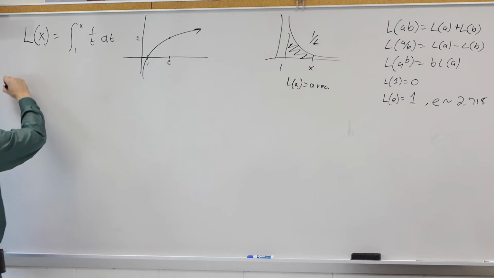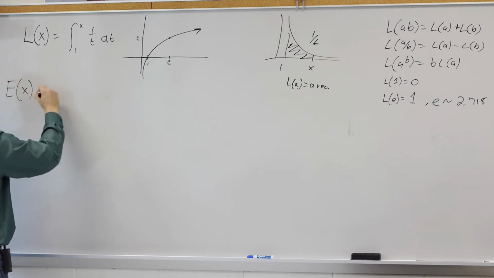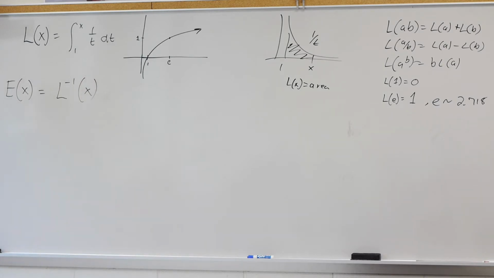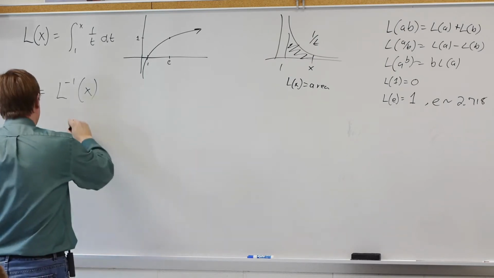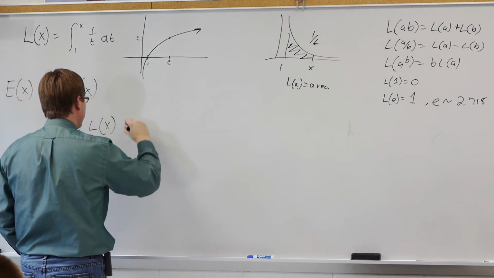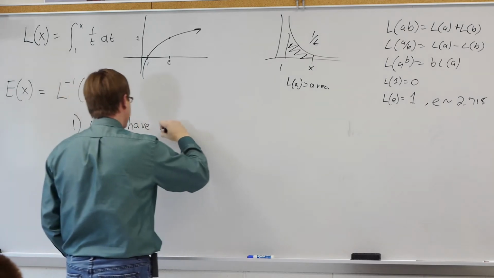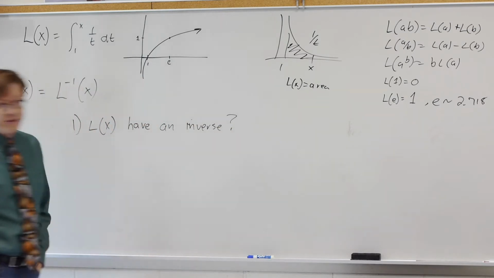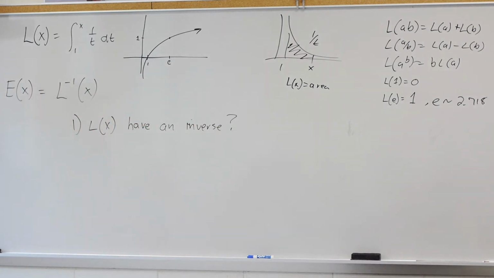So today, we want to look at another function that I'm just going to arbitrarily call capital E. Just pick a random letter out of the alphabet. And E is going to have the property that it equals the inverse of capital L. Now first, we need to establish whether or not L even has an inverse. Does L of x have an inverse? What does a function need?